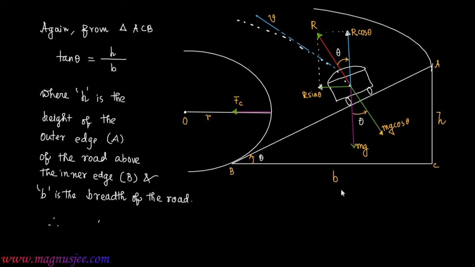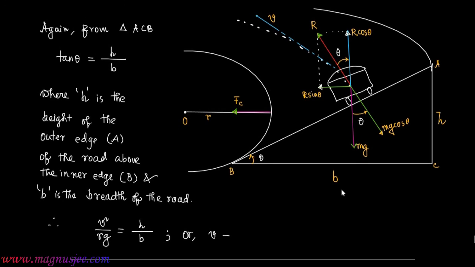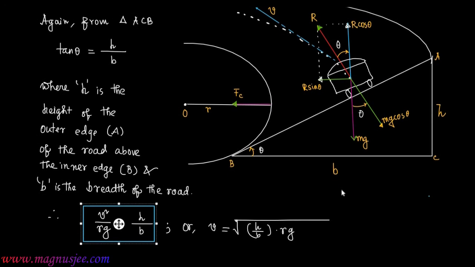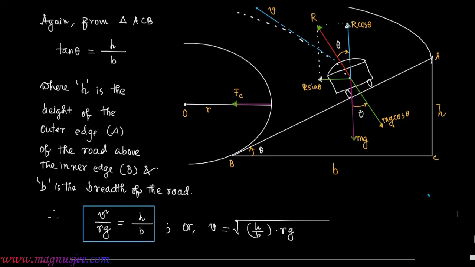So finally we get v square divided by rg as equal to h by b, where h is the height of the inclined curved road, and finally we get v as equal to root over h by b into rg. That will be the maximum velocity with which the car can take a turn round the smooth inclined curved road, with the expression v equal to root over h by b rg.